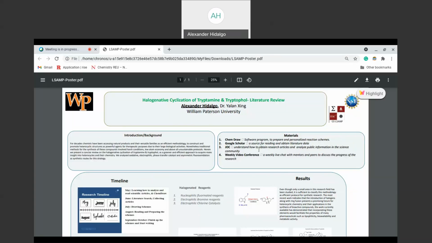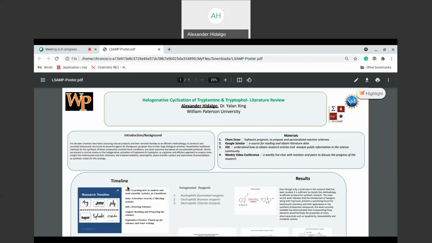Google Scholar was a reading platform that I used to obtain literature data. Not to mention the Journal of Organic Chemistry, and the weekly video conferences I had with my mentor and peers to discuss my progress in the research. It was through these materials and methods that I was able to carry on with the project.